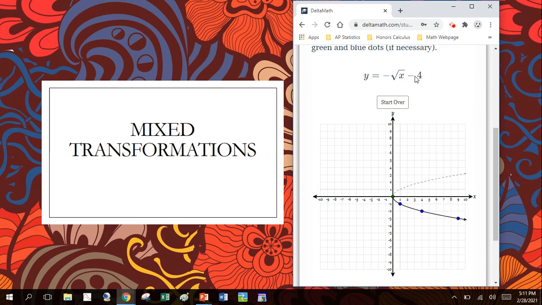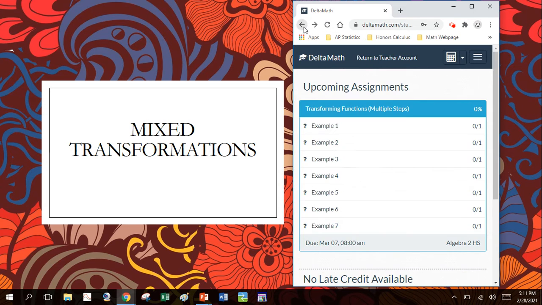And then we want to move this function 4 downwards because it's coming at the end of the function and it's not in any parentheses. So we're going to take this green point and we're going to move it down 4 like that. So that would be the transformation of that particular function. All right, let's start to get a little bit more elaborate.